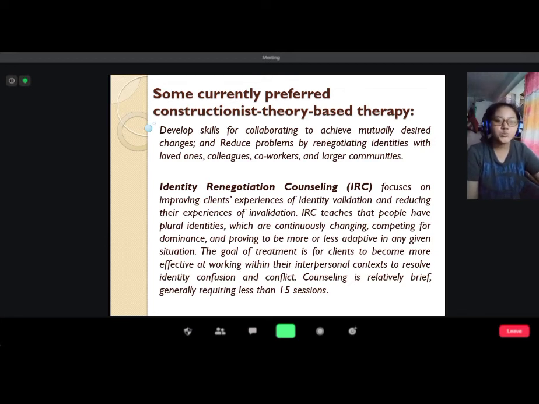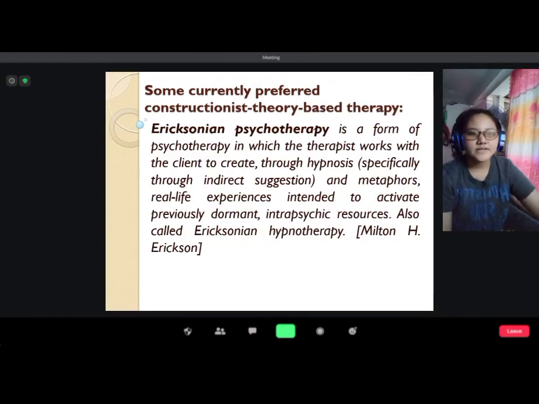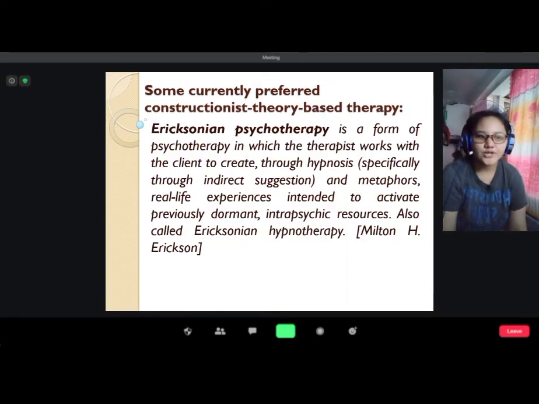helps to reduce the problems by renegotiating identities with our loved ones, employers, workers, and etc. Next is the Ericksonian psychotherapy.